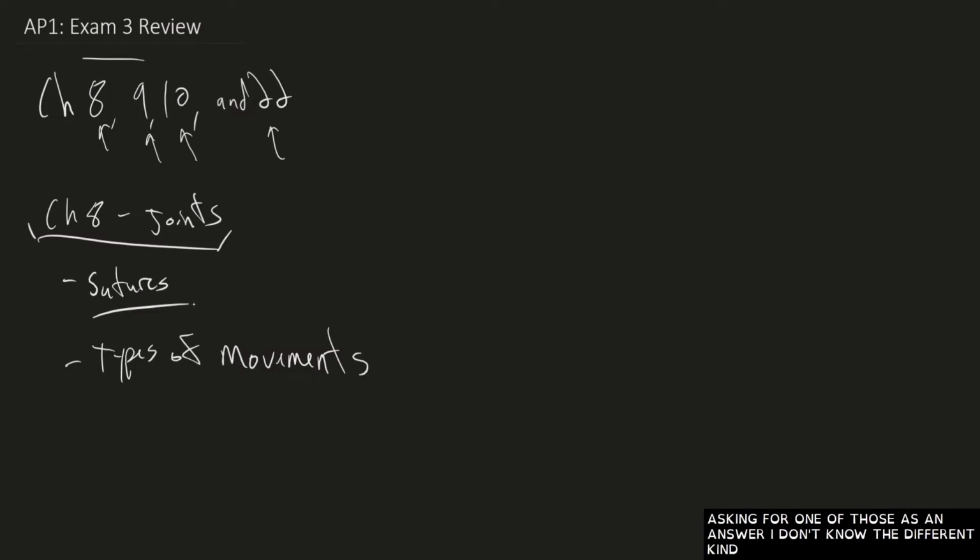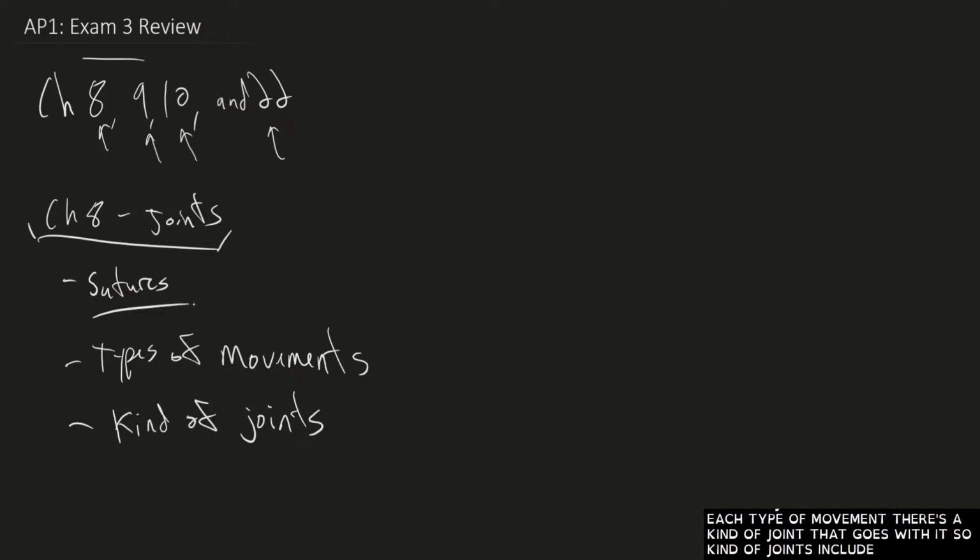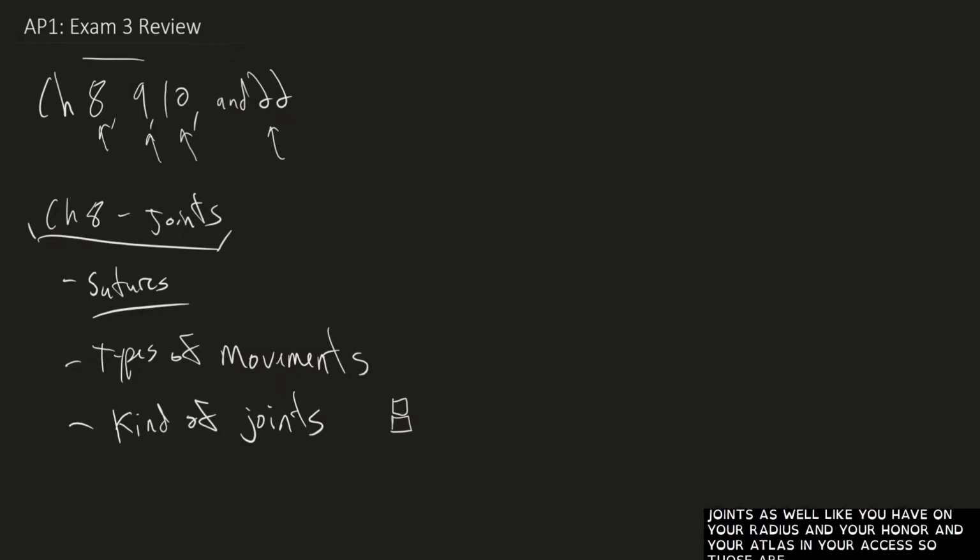Then know the different kinds of joints. Remember, with each type of movement, there's a kind of joint that goes with it. Kinds of joints include the plane joints, where you have two planes interacting with each other. A hinge joint is like your elbow, the best example of that. Ball and socket joint, your glenohumeral joint for your shoulder, and also your hip joint. Then you have saddle joints, like your thumb, condyloid joints, like in your fingers, and then pivot joints as well, like you have on your radius and your ulna and your atlas and your axis. Those are the main kinds of joints we talked about.